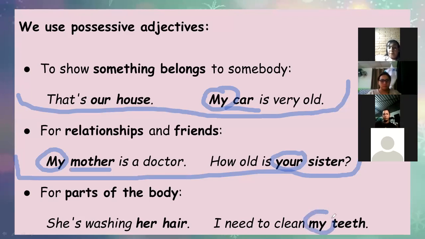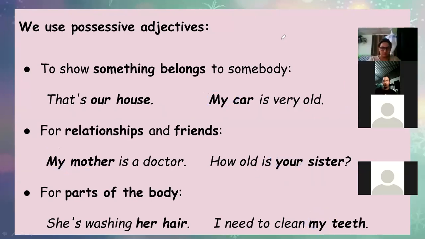Possessive adjective and then part of the body or body part. Es todo lo que se refiere a lo que uno tiene como posesión, de lo que uno es dueño, por así decirlo. Exactly. We're talking about possessions. That's right.